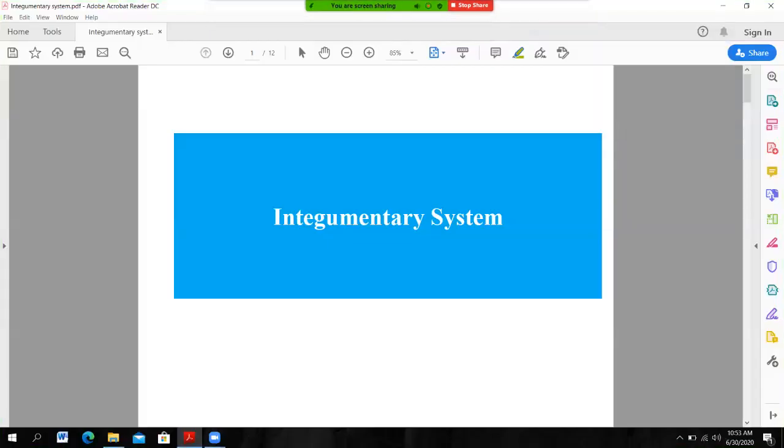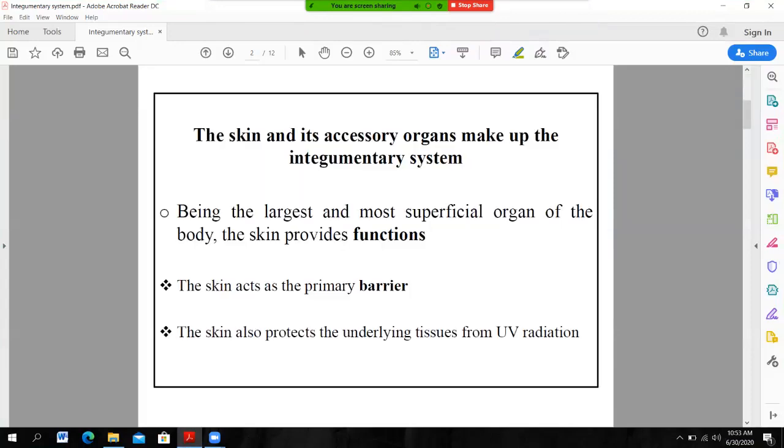Hello everyone, today we will discuss the integumentary system of the vertebrate. The integumentary system actually consists of the skin and its accessory organs like hair, nails, and some of the exocrine glands. So skin and the accessory organs make the integumentary system in vertebrates.